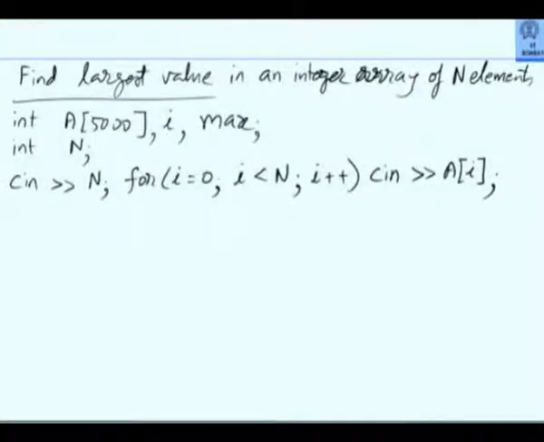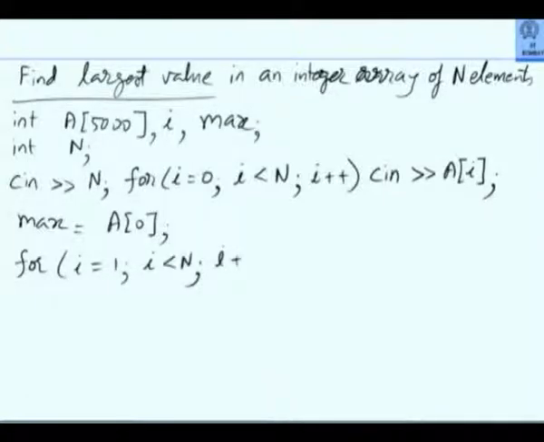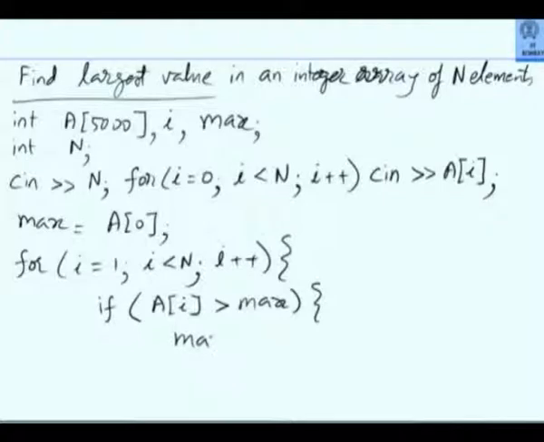Now I have to find out the maximum of these n elements. It's a very simple thing. I can start with max equal to arbitrarily the 0th element of the array, and then I can say for I equal to 1 to I less than n, I plus plus, if... Will this logic work?